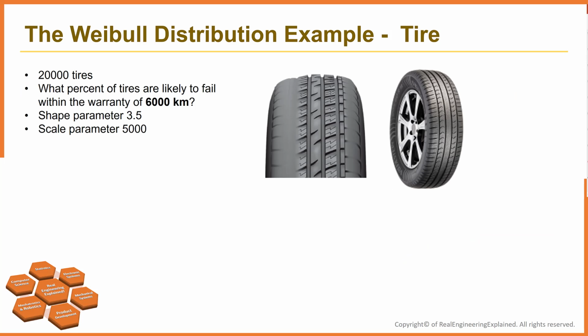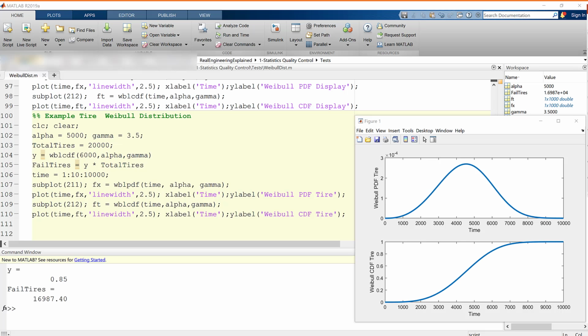Let's do another example. Suppose you are a manufacturer of tires and a customer asks you for 20,000 tires. The customer asks you what percent of tires are likely to fail within the warranty period of 6,000 kilometers. Based on previous data that you have collected, you know that the shape parameter is 3.5 and the scale parameter is 5,000. You can easily answer this question. What percent of tires are likely to fail within the warranty of 6,000 kilometers? You could answer this question in MATLAB.